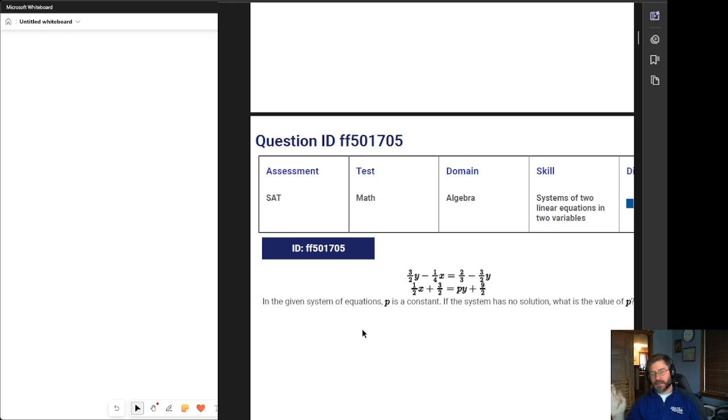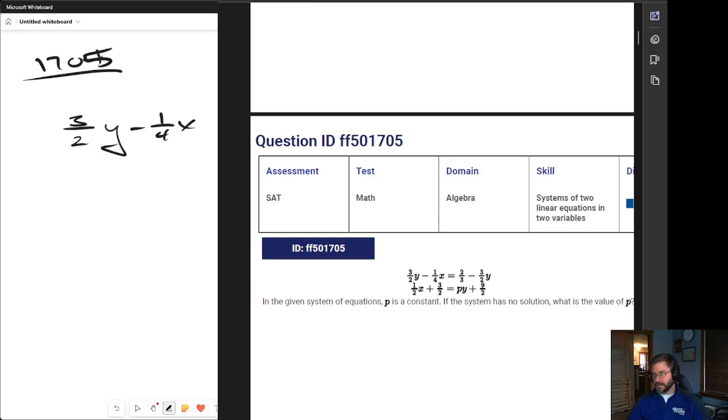Remember that no solution means that these two lines are parallel. They have the same slope. And so, one of the things that I show my students, and I will show you now, this is question 1705, we are going to isolate the terms that we care about. And what do I mean by that? Well, I'll show you.